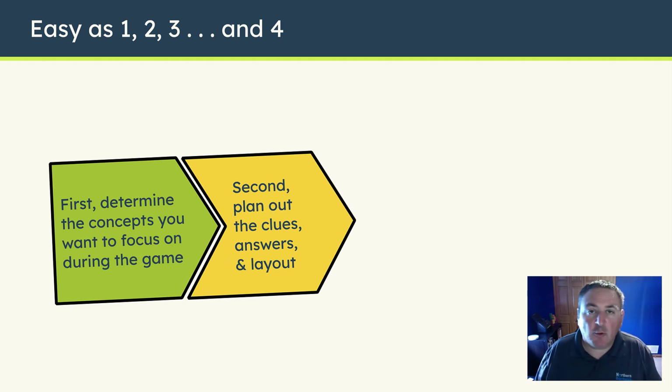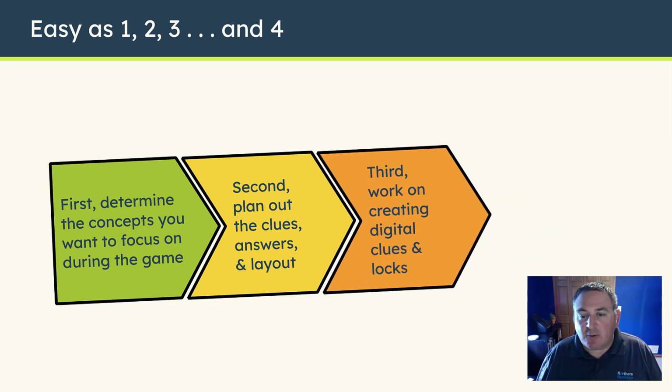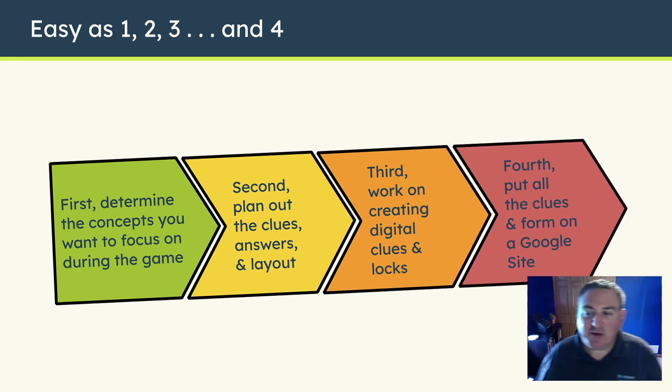But second, we're going to start some planning. We're going to plan out clues. We're going to plan out answers. We're going to plan out the layout of the game, how it's going to work. Third, we're going to work on creating those digital clues and the locks, any materials that you need to add to make this happen. And finally, you're going to put all the clues wherever it's going to be, whether it's going to be a form, a Google site, or however, that's where you're going to set it up. You're going to do that setup process. So again, easy as 1, 2, 3, and 4.